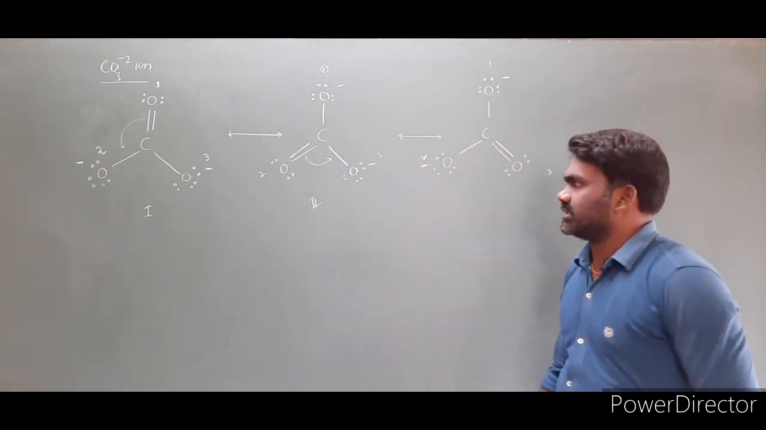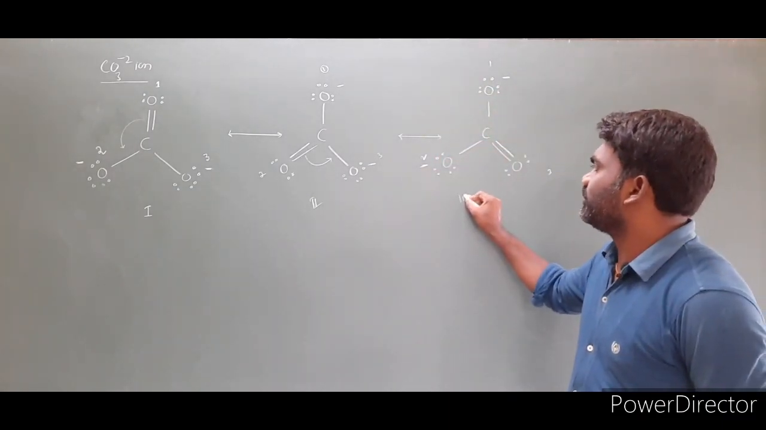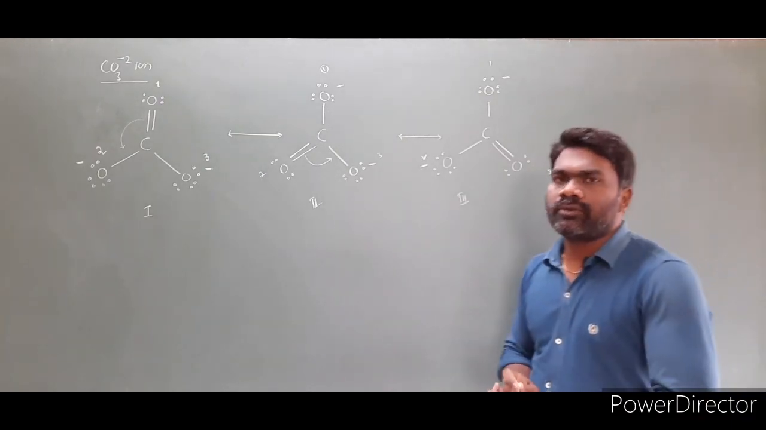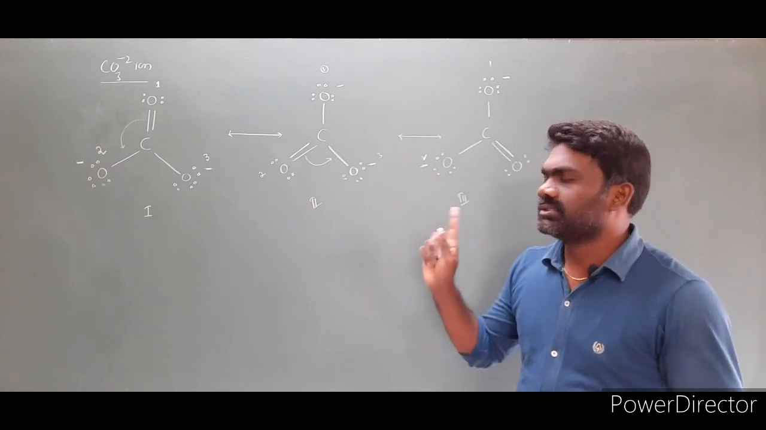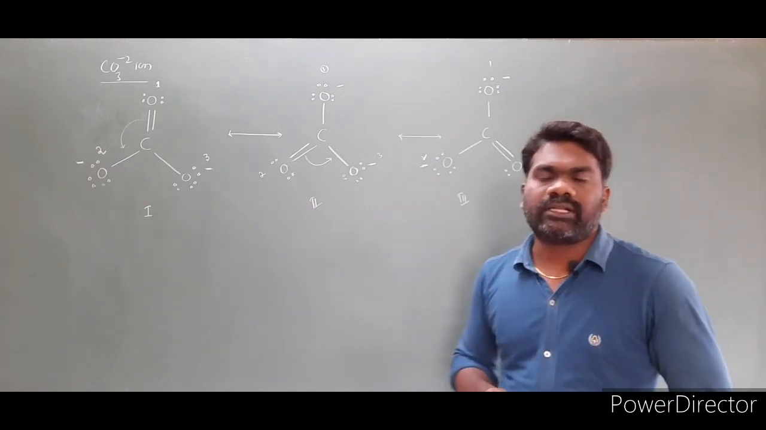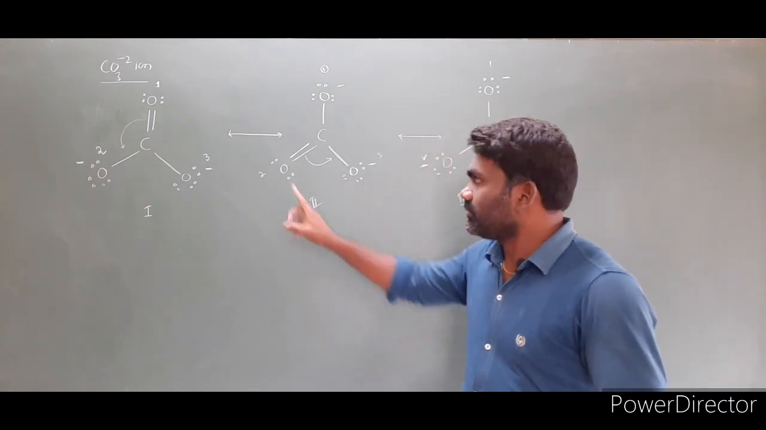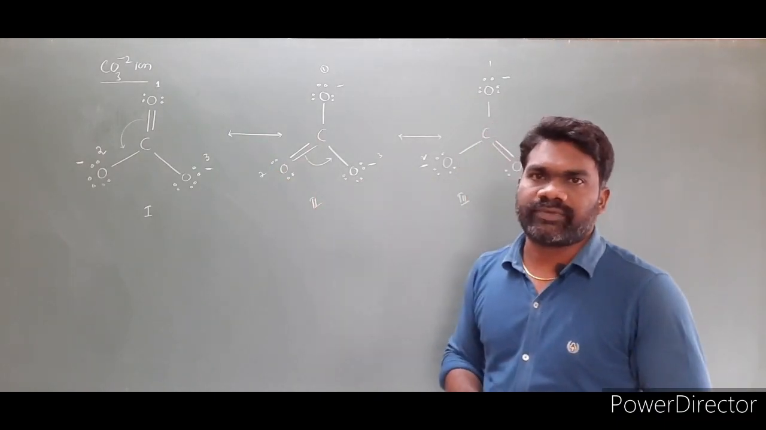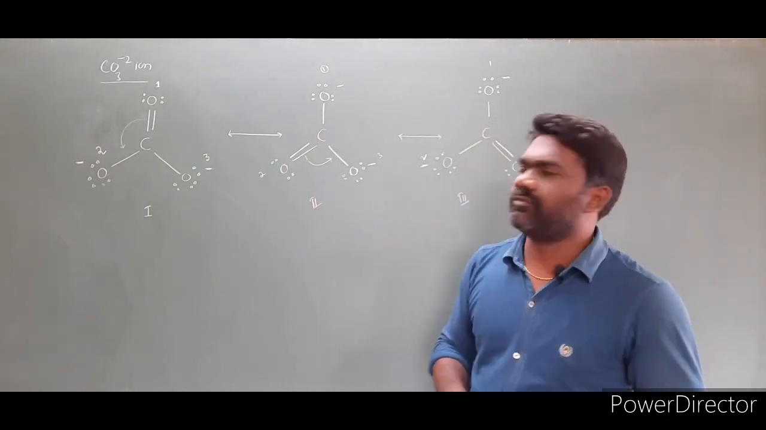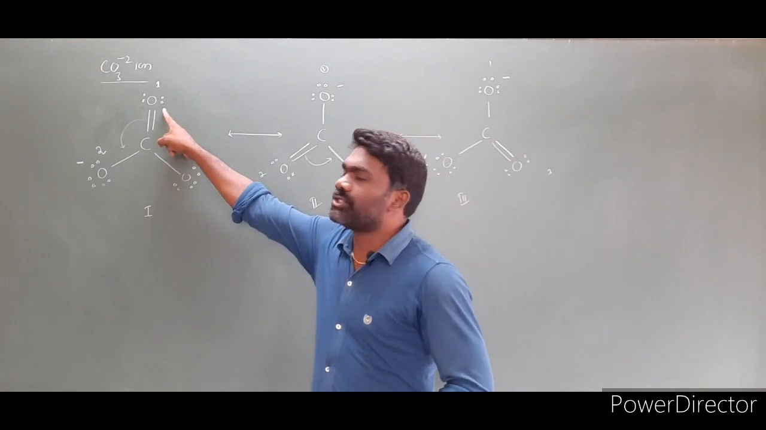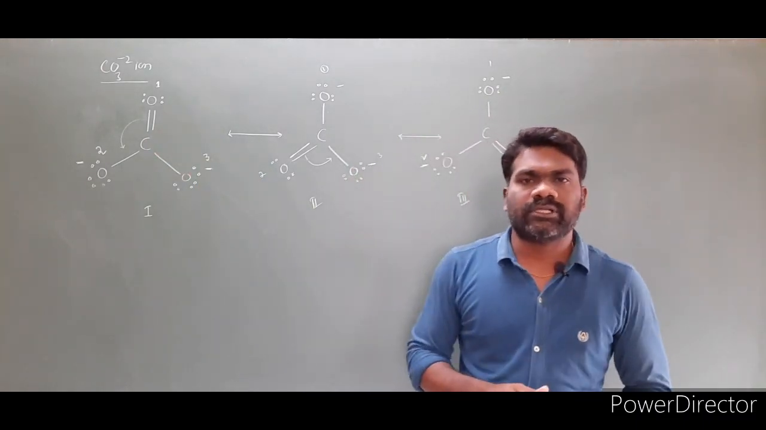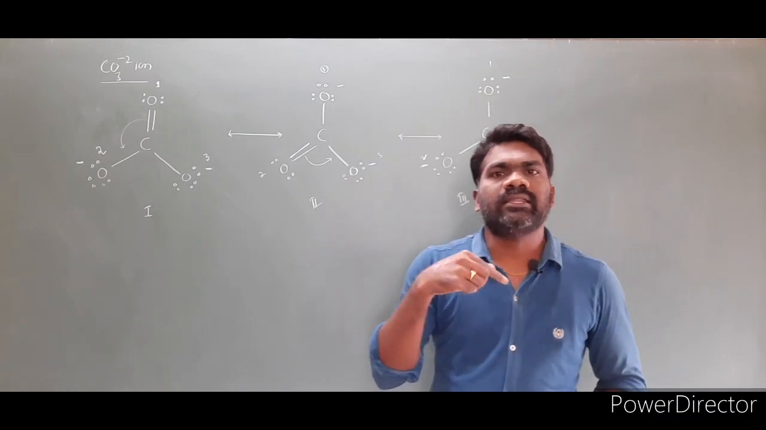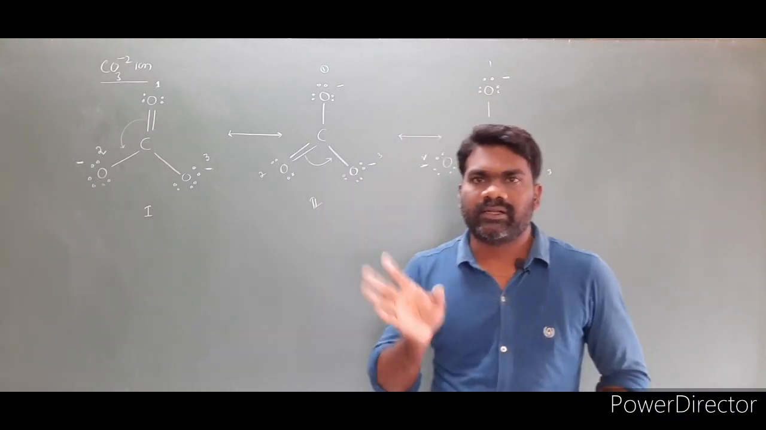I already said in previous classes. Now this is structure 3. Now the question arises: what is the common difference we identified between structures 1, 2, and 3? The difference we identified is that the arrangement of electrons is different. But what is the same thing? The position of atoms is the same in all the cases. The position of atoms is the same, but the arrangement of electrons is the only difference.